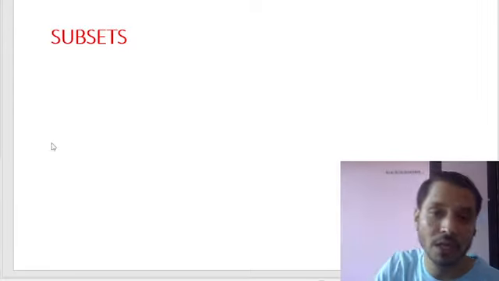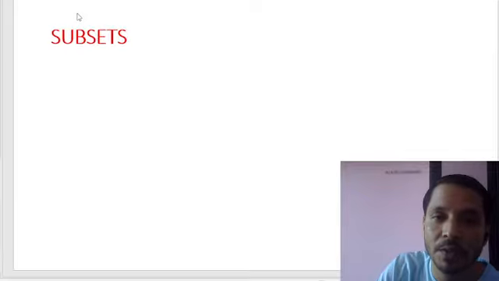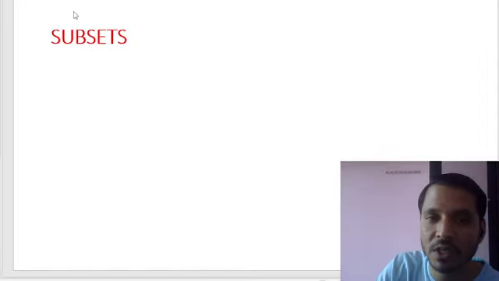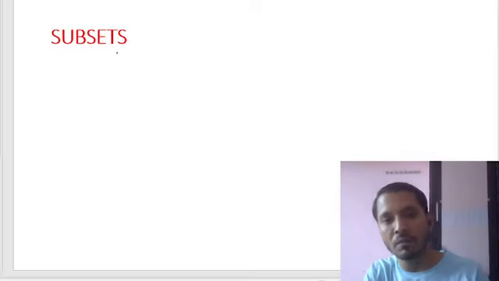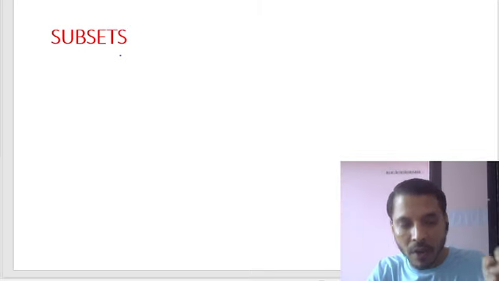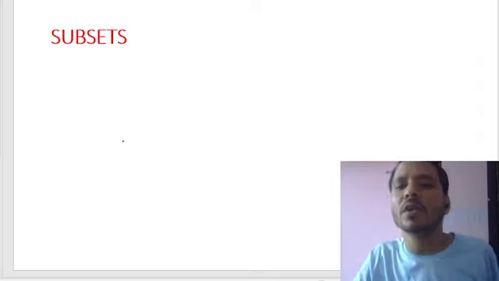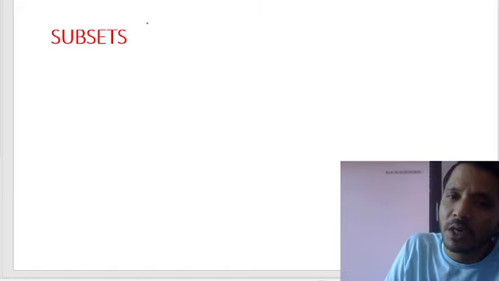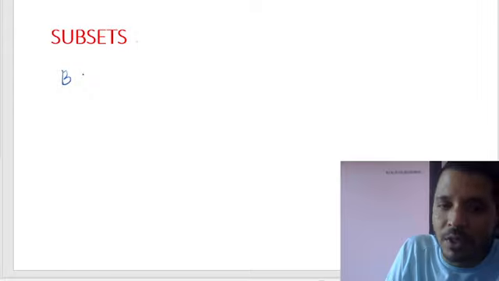What is a subset? Sub means what? It will be smaller than the given set. A subset means the set which is made from a given set, written with the help of the elements of the given set. But here, in the mathematical way we are defining it, first I will take one example. Let us suppose here we have sets A and B. I am writing B first.